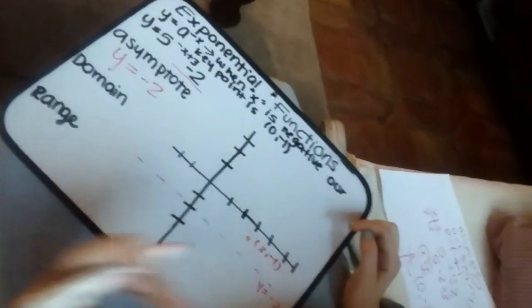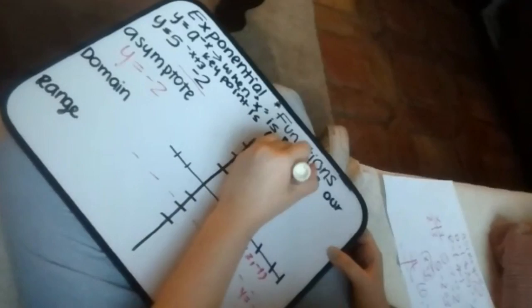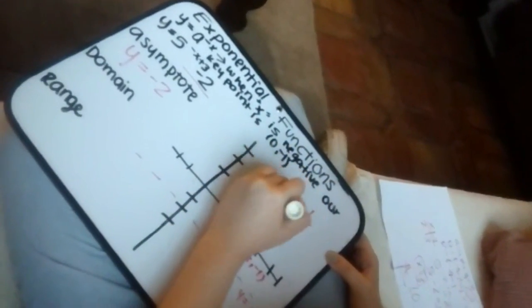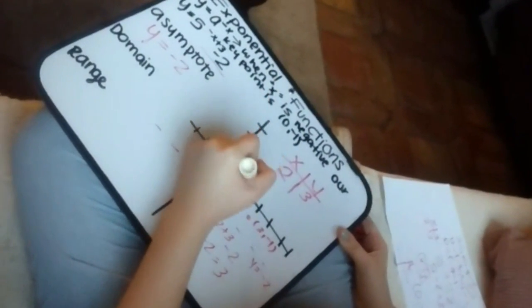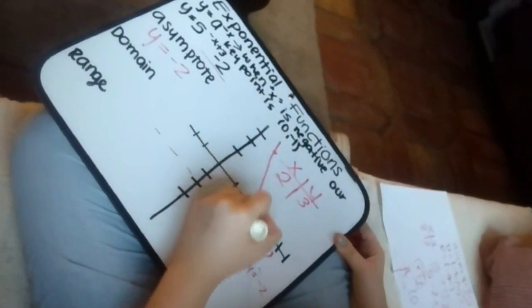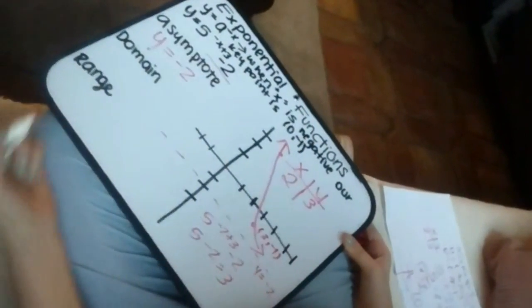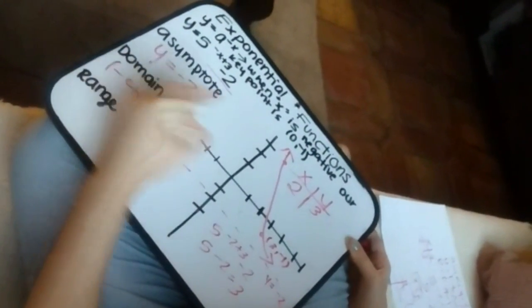Now, to show our next point of the graph, we're going to use a table of values. So 5 to the negative 2 plus 3, minus 2 equals 5 minus 2 equals 3. So our next point in the graph will be (2, 3), and this is our graph. So the domain is from minus infinity to infinity, and the range is from minus 2 to infinity.